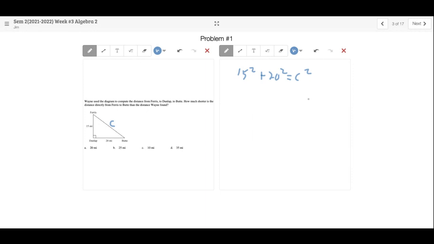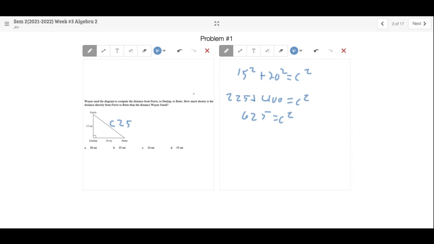Thank goodness I have a calculator at hand. 15 squared is 225. 20 squared should be 400. If I add that together, I get 625 is equal to C squared. The square root of 625 is 25. Remember, we don't want to use 25 as our answer. It says, how much shorter is it? If I go straight from Ferris to Butte, it's 25, so it's 10. Okay, so 10 is our answer for problem number 1.